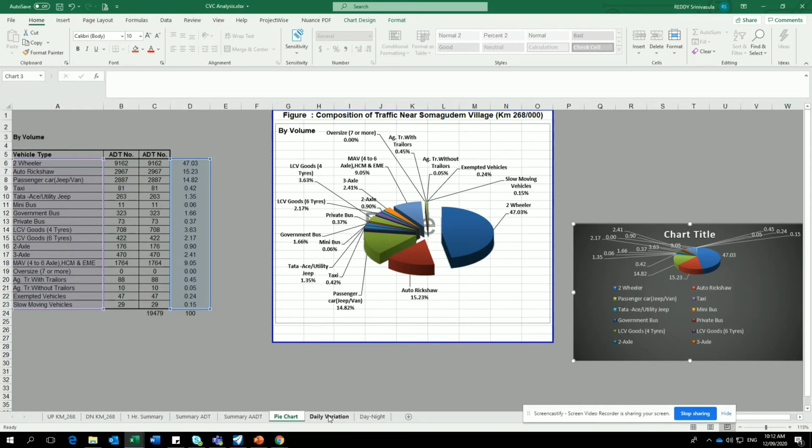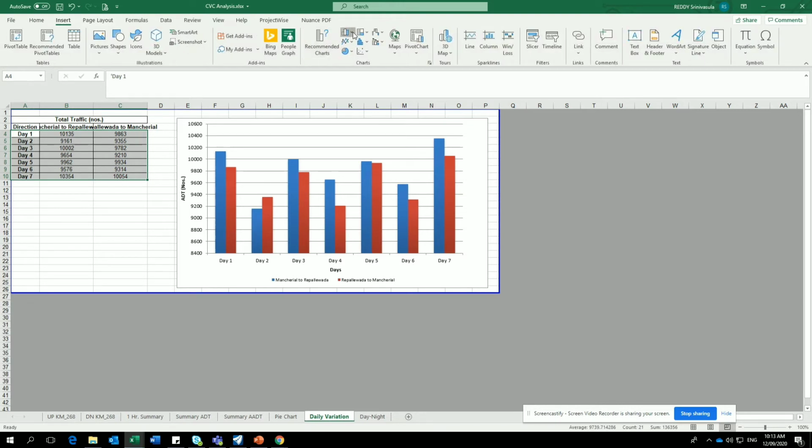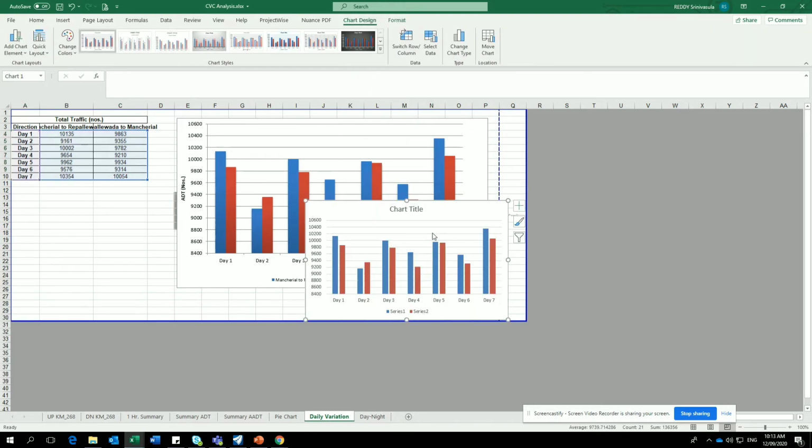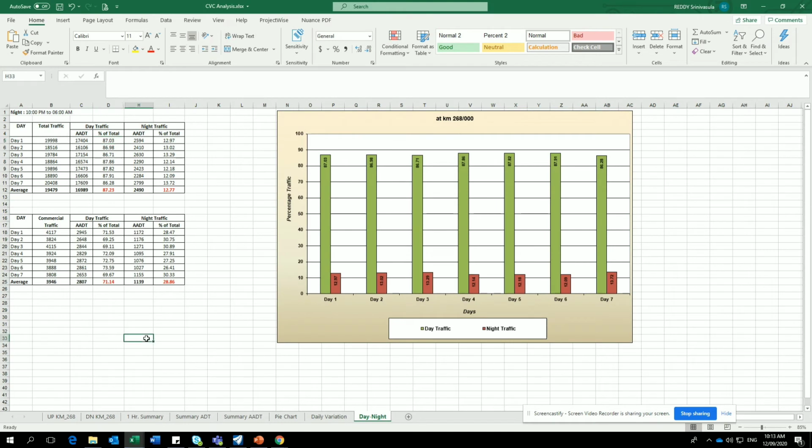Now we'll go to the daily variation, so day wise variation. A normal chart, a simple approach, a histogram. See, that's it. Now the day and night shift.